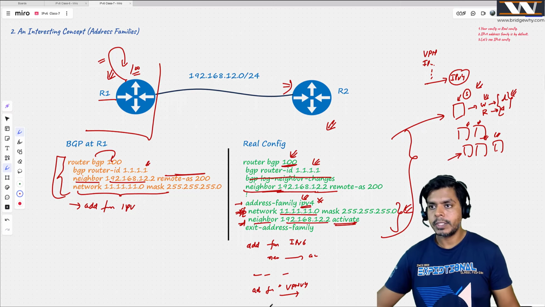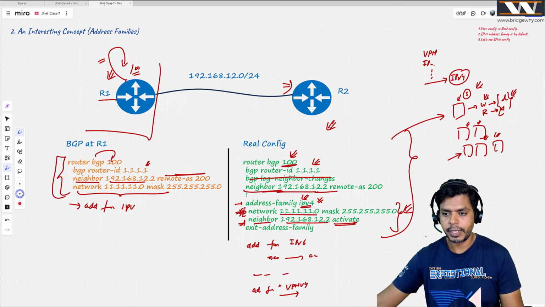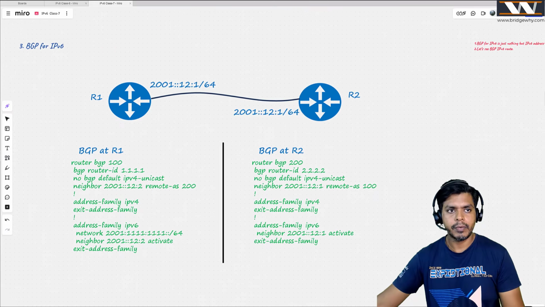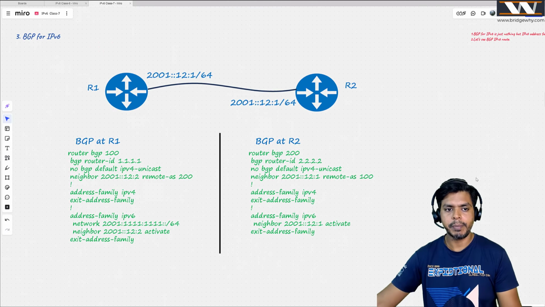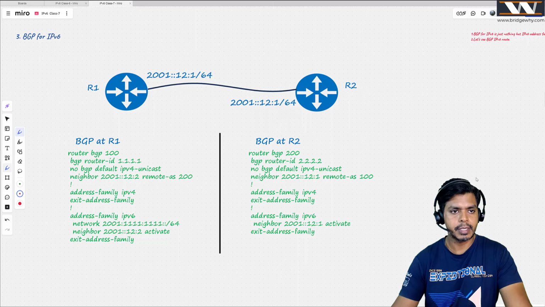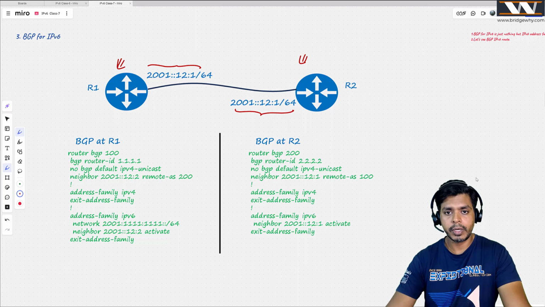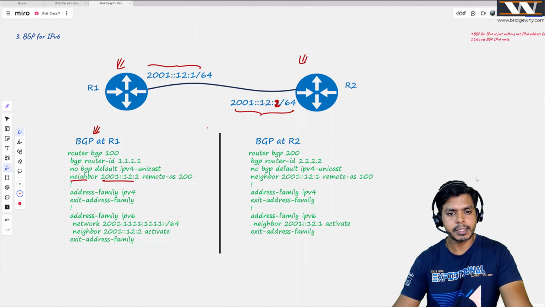So now let's talk about the IPv6 configuration, which you can easily do, right? And we are right here, and we have BGP for IPv6. Very simple configuration. Again, we have router number 1, we have router number 2. Now we have a subnet here, 2001:12::1 and 12::2. This is the configuration at R1. Very simple configuration, right? Now the neighbor is an IPv6 address, remote AS is 200.